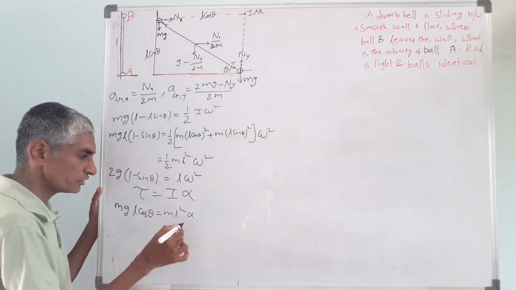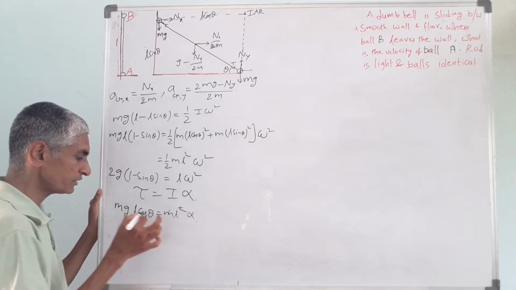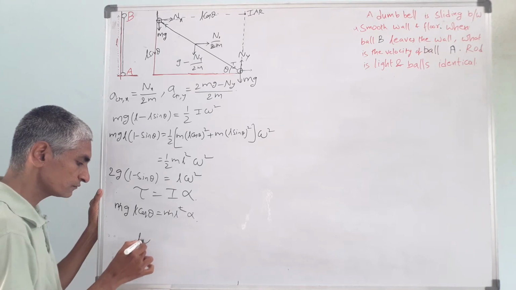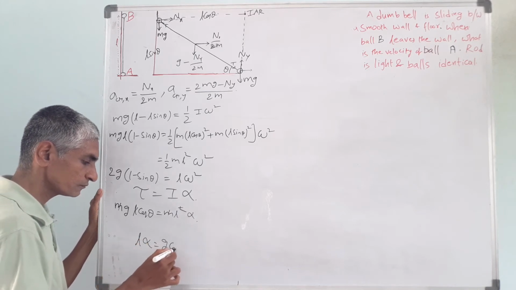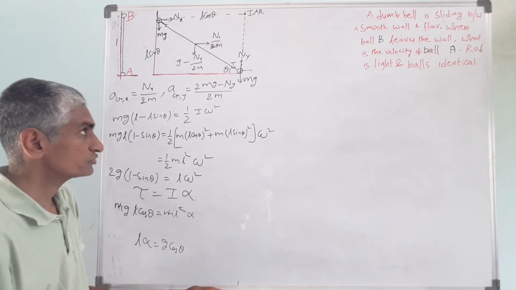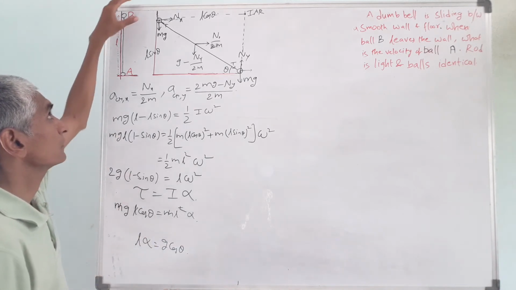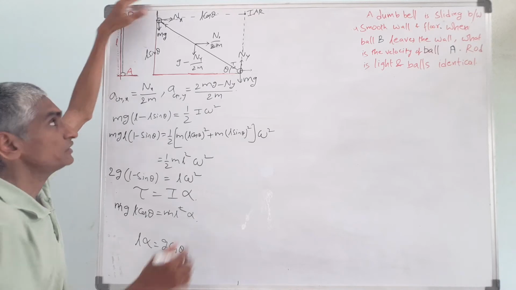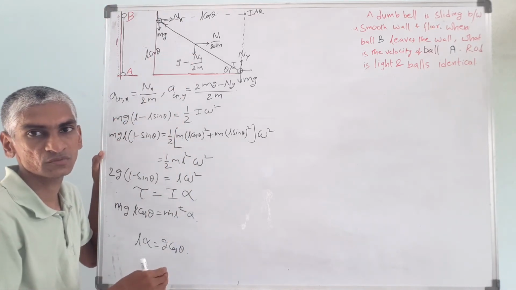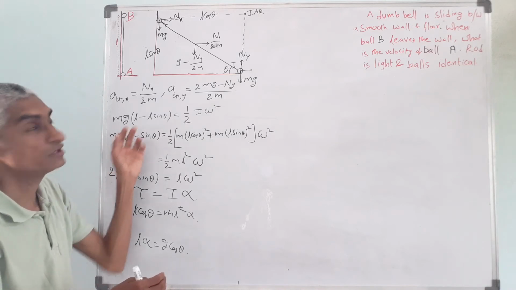So from this I got the value, again cancelling m and l from both sides, I got L alpha value g cos theta. So now you see the acceleration of this particle in the horizontal direction is 0. That is what I am using.